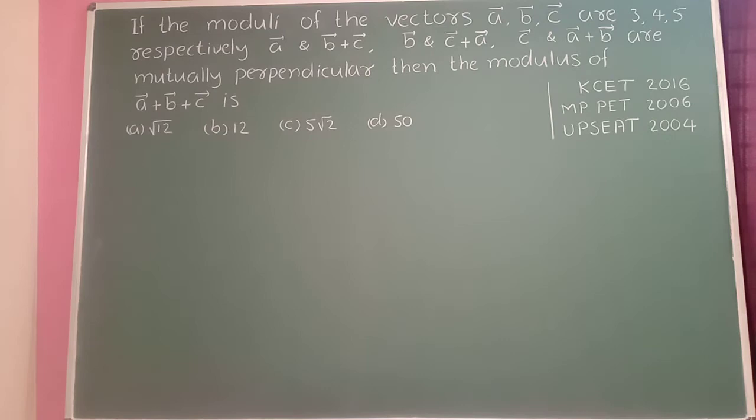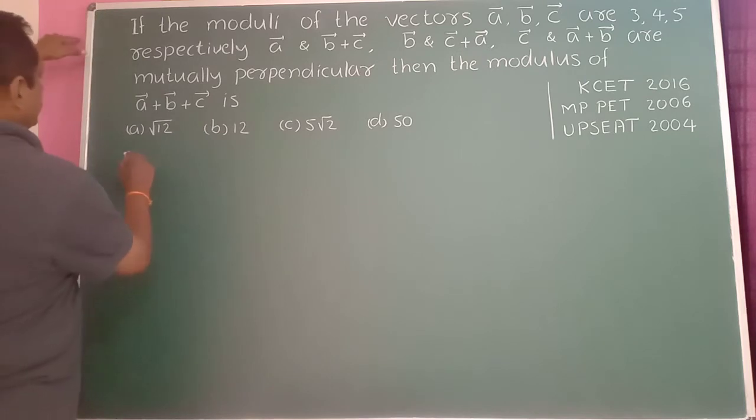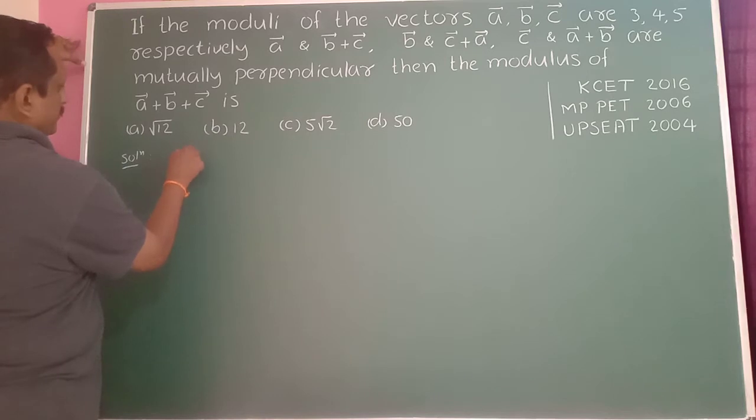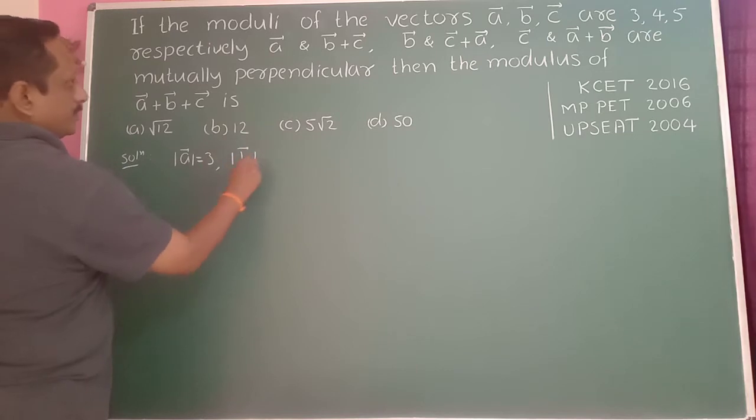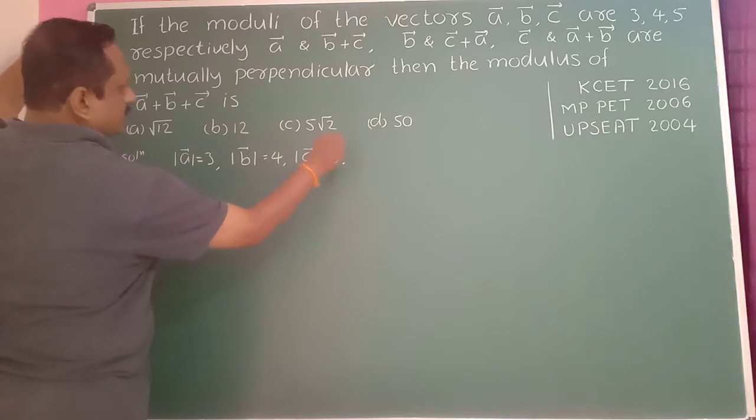So if the moduli of the vectors a bar, b bar, c bar are 3, 4, 5 respectively, and a bar, b bar plus c bar, b bar and c bar plus a bar, c bar and a bar plus b bar are mutually perpendicular, then modulus of a bar plus b bar plus c bar is equal to what here? Okay, so here they have given modulus of a bar is equal to 3, modulus of b bar is equal to 4, and the modulus of c bar is equal to 5.